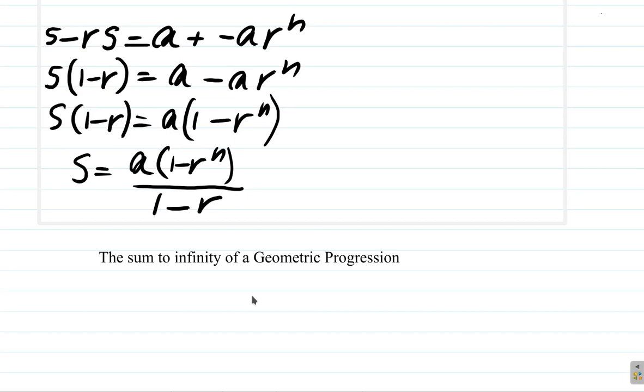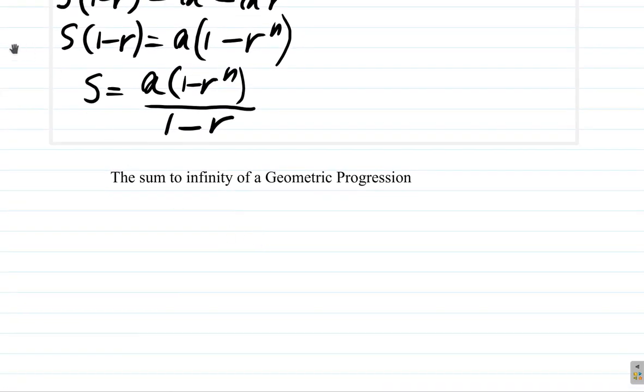Okay, this is where we left off in our last video, where we found a formula for getting the sum of a geometric progression. Now, we want to see what we could use to find the sum to infinity of a geometric progression. Now remember, in order to find the sum to infinity, the progression would have to be convergent, which means r must be greater than -1 and less than 1.